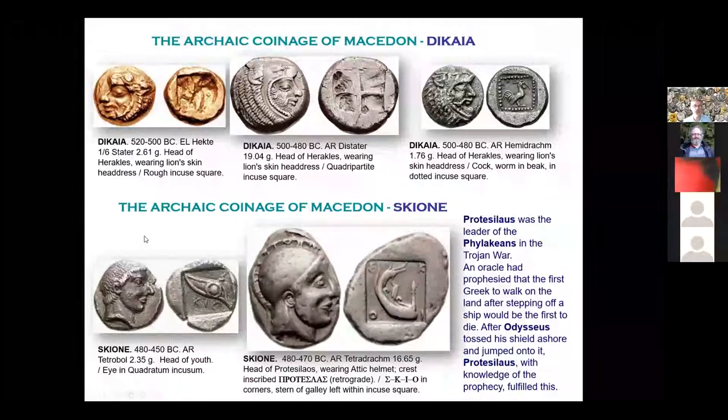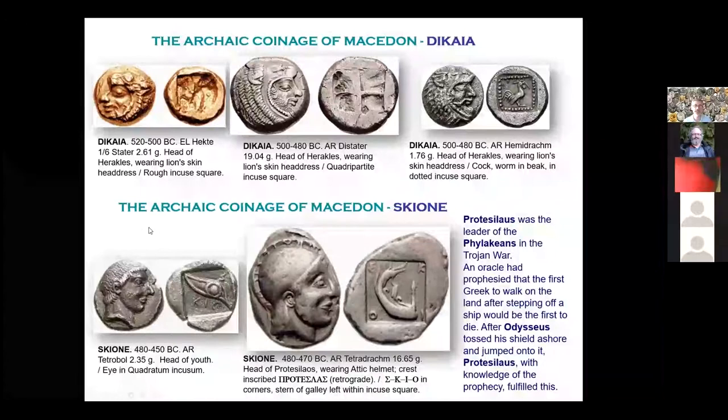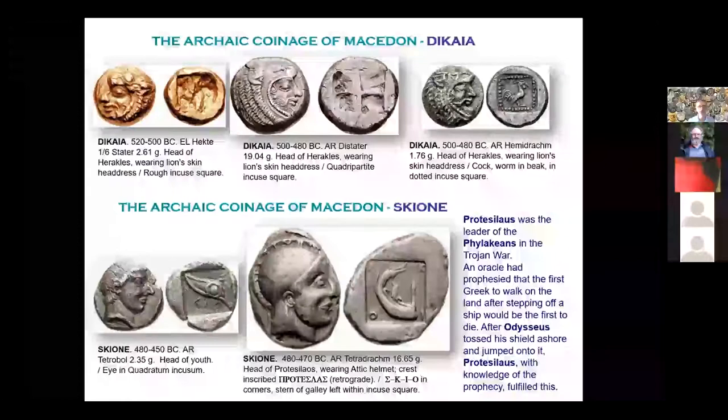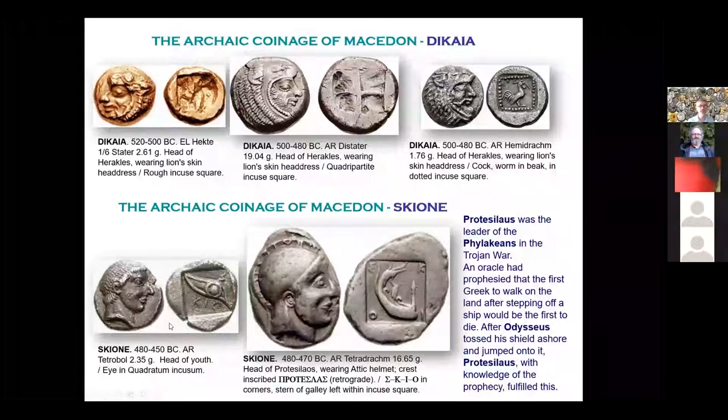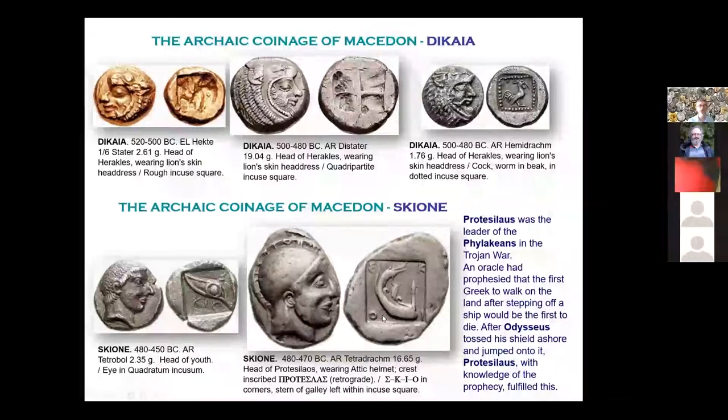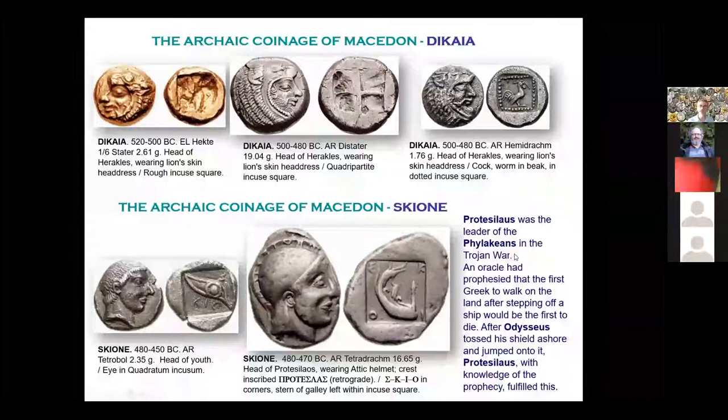The coinage of Sicyon is remarkable in that they use one of their first regular human individual. On this coin, there is an unidentified head of a youth, but when we look at the other issue coming from this city, we easily know who they are talking about. This is Protesilaus. Those who read the Iliad by Homer will easily remember this individual. He was the leader of the Phylacians in the Trojan War.